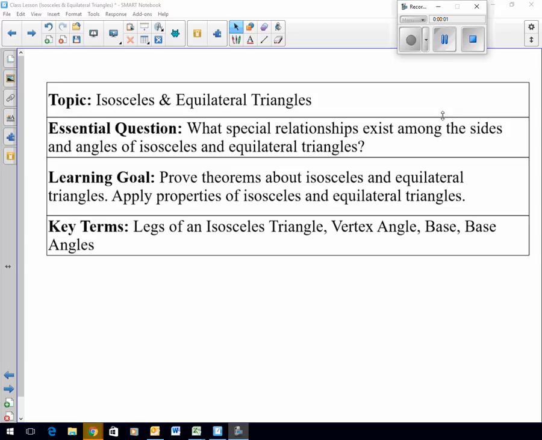So today we're going to be talking very briefly about isosceles and equilateral triangles, trying to figure out what special relationships exist among the sides and angles with isosceles and equilateral triangles. All of this should be like a review, correct? Y'all heard of isosceles and equilateral, correct?